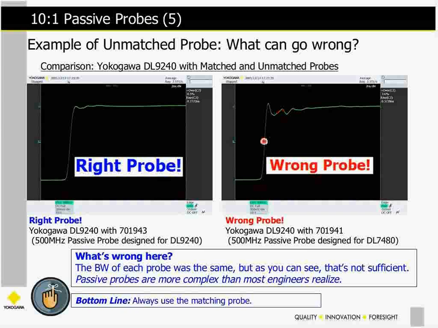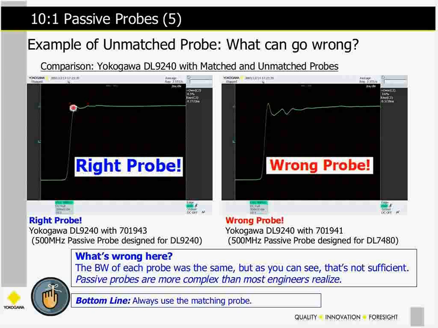And I'll show you the equation here for that ringing frequency, but it's a series LC circuit, and it stores energy, and it releases that energy, and what you end up with is a little sine wave on your rising or your falling edge of a step input. If I use the right probe, it has all of the efforts, the damping resistors, and the lossy coaxial cable, so it manages that ringing.